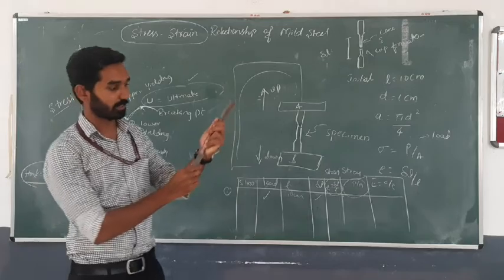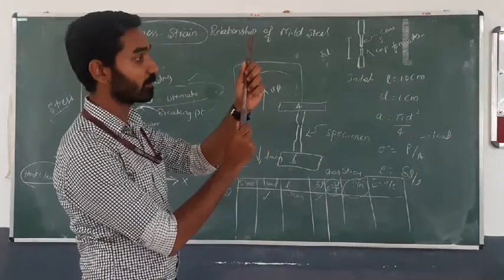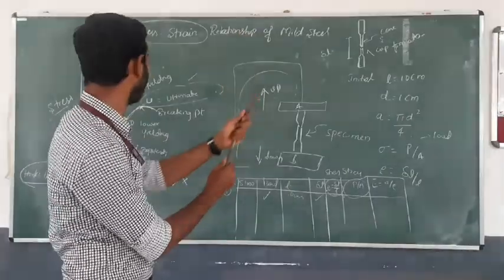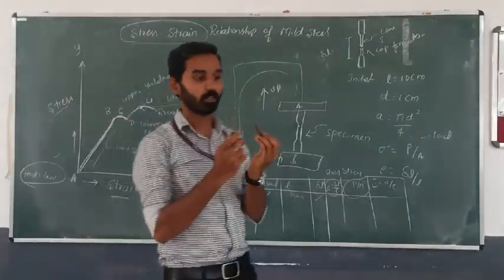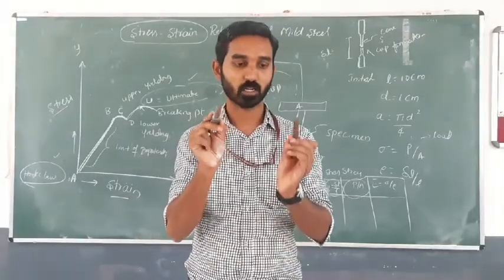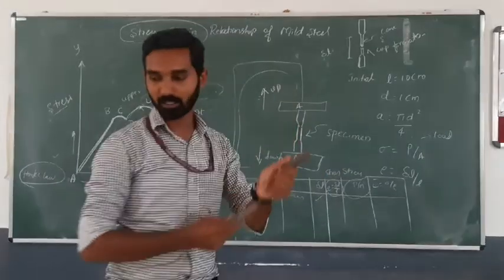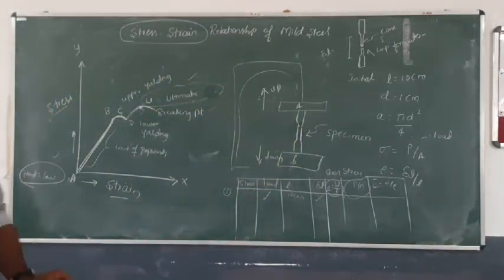That is delta L. The change in the length, nothing but the elongated length, is the strain of this particular material. So this will be the cup formation and this will be the cone formation. Cup and cone formation will be made by the application of the stress as well as strain.